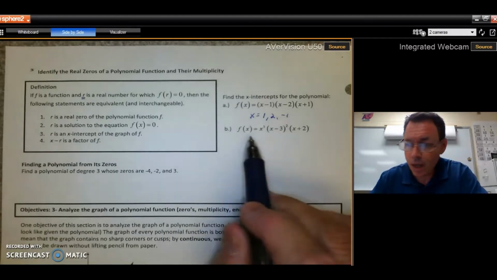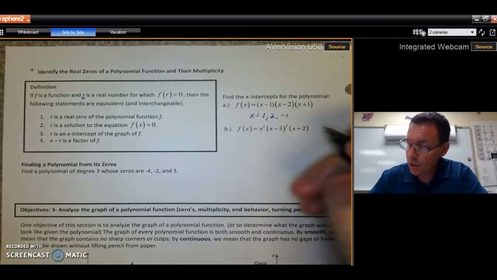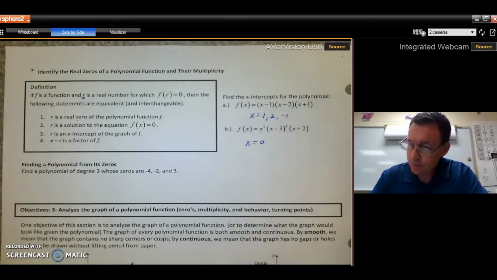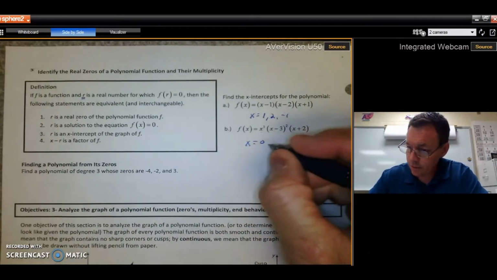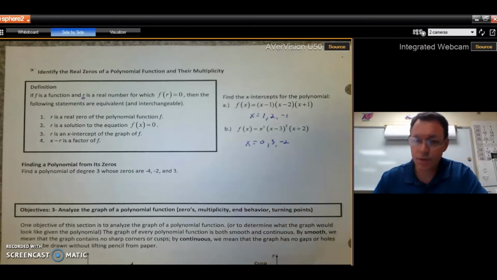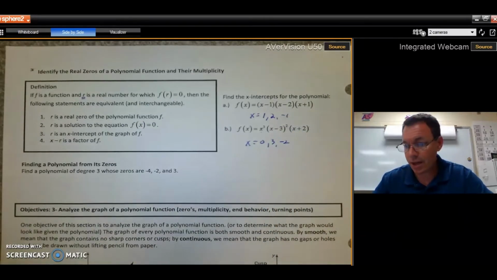Okay? For this one, x cubed, that's a 0. If you plug 0 in for x, it's going to wipe everything out. So 0, 3, and -2. Those are my zeros of that one, which are also my x-intercepts. Okay?